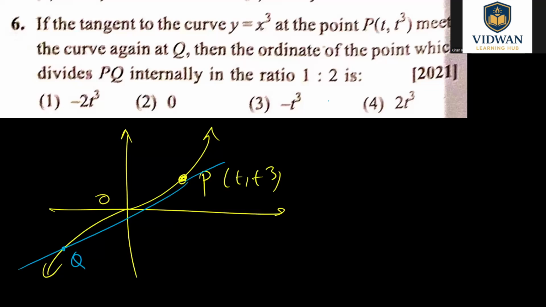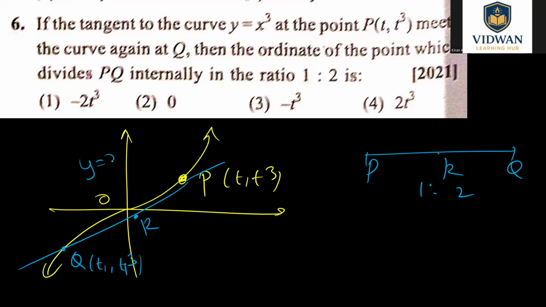Then the coordinate of the point which divides PQ in the ratio 1:2 internally. If some point is dividing PQ in the ratio 1:2, I'll write in this order: 1:2 internally, what is the ordinate of this? Q is unknown, so first we'll have to find that Q. You can assume it is (t1, t1 cube) because this also lies on the same curve y equal to x cube. Then how do we get a relation between t1 and t first?